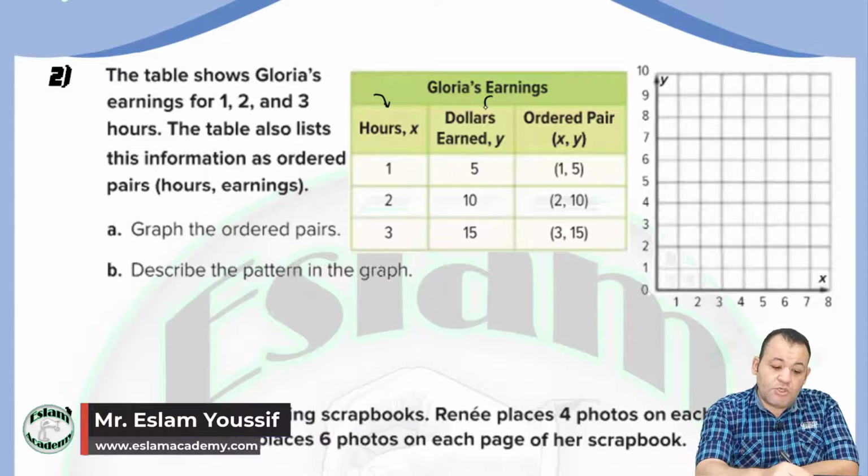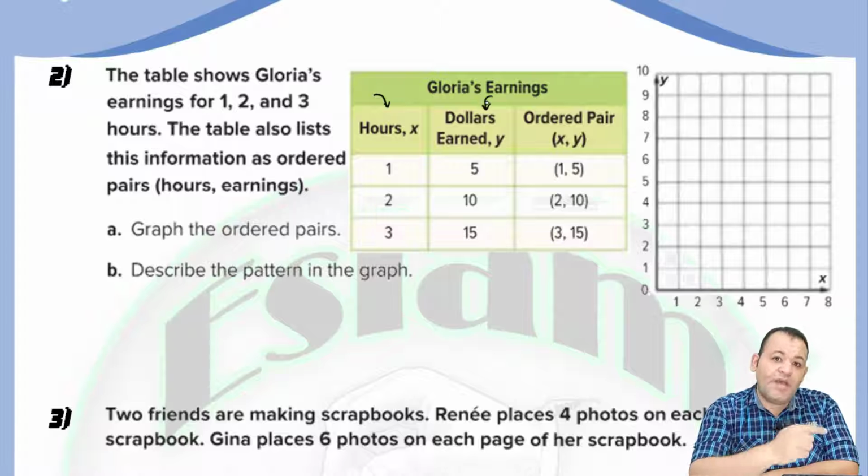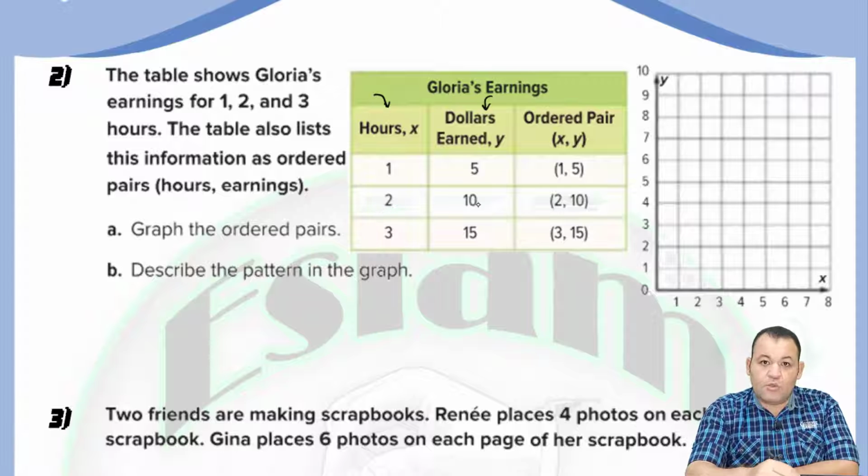And the number of dollars that you will earn will be the output, because how much you will earn depends on how many hours you work. For each 1 hour of working, you will earn $5. For 2 hours, it will be 10. For 3 hours, it will be 15. So we now have a relation between the input and the output, x and y. X represents the number of hours, and y represents the amount that you will earn.